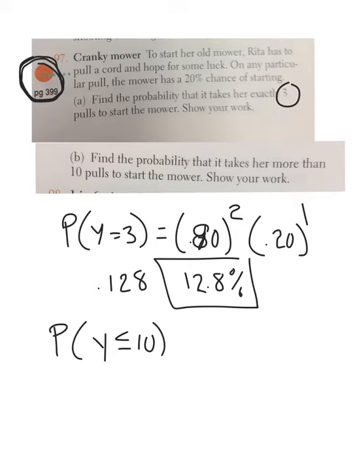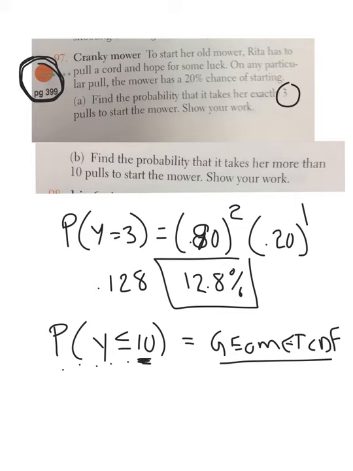So this one is going to be geometric CDF. Because that'll give us all of the probabilities for 10, 9, 8, 7, 6, 5, all of them added together. So we'll get rid of that, and whatever is left is going to be more than 10 pulls. So I'm going to put that into the calculator.